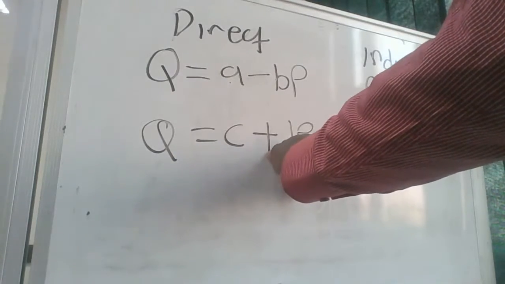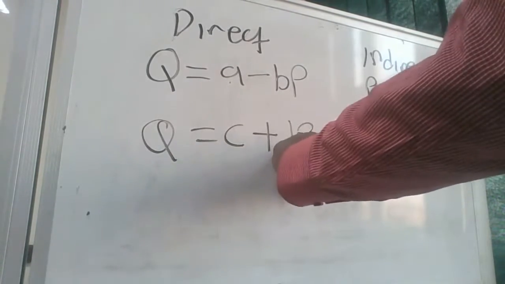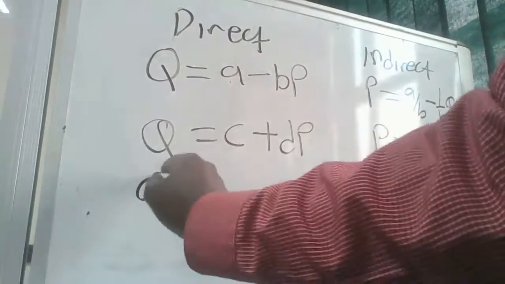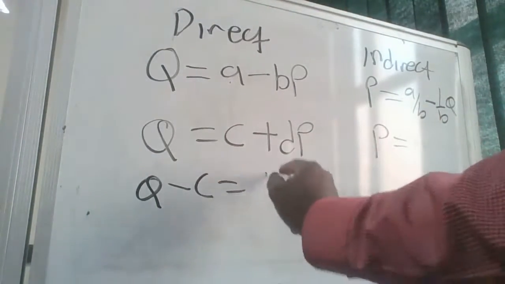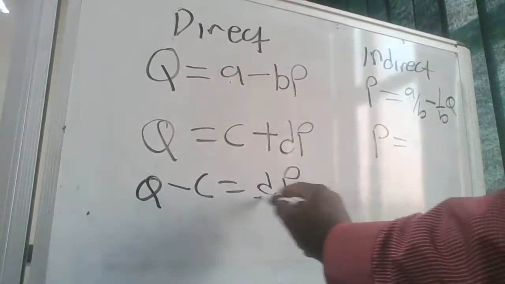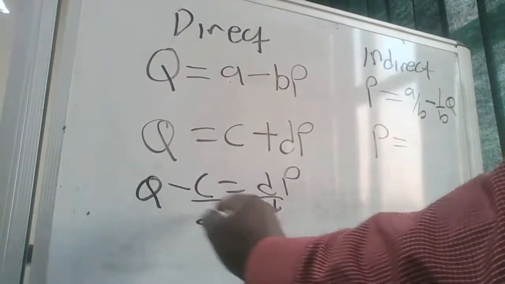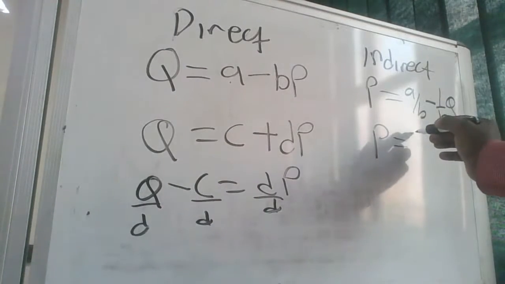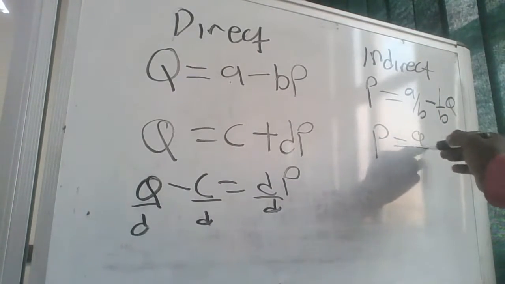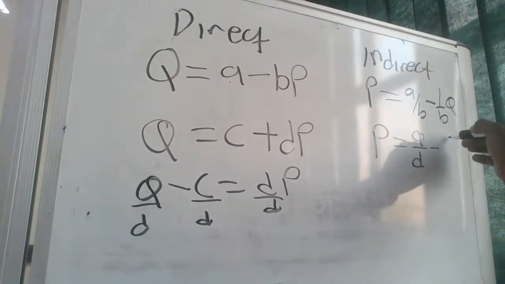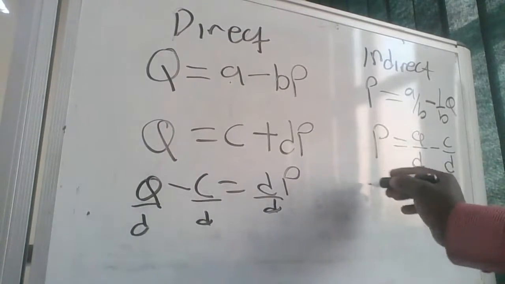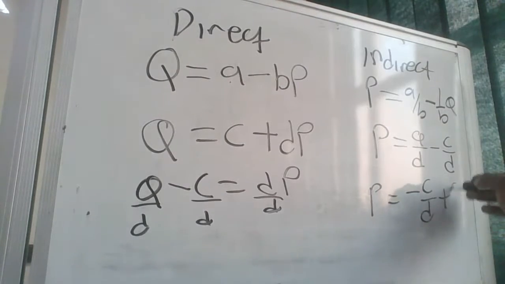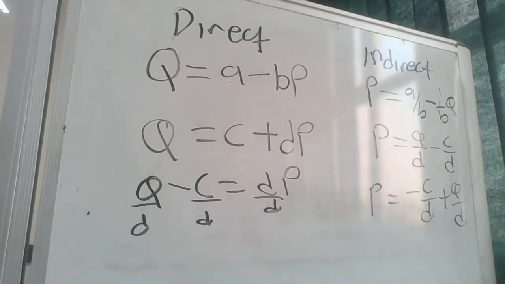Okay, so for those who've gotten it wrong, what we do is, remember, we want to make P subject of the formula. So we'll leave dP on the same side and take C to the other side, meaning we have Q minus C is equal to dP. And then we divide through by D, so that P will be equal to Q over D minus C over D, or P is equal to negative C over D plus Q over D.